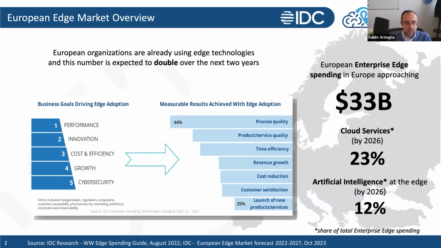If we look at the reasons why companies are moving to edge computing solutions, these are reported on the left of the slide. And in particular, in AI Sprint, we had a focus on performance, on the cost efficiency of the solutions, and on cyber security aspects.